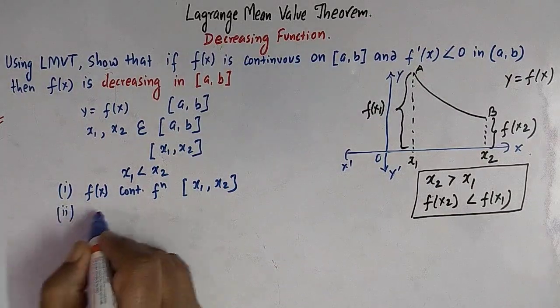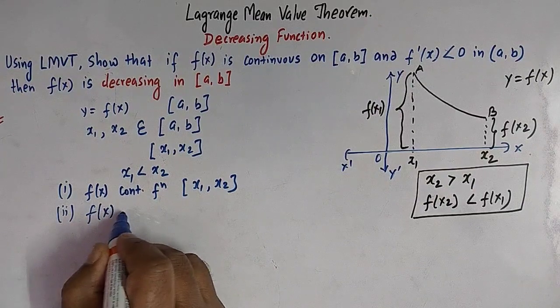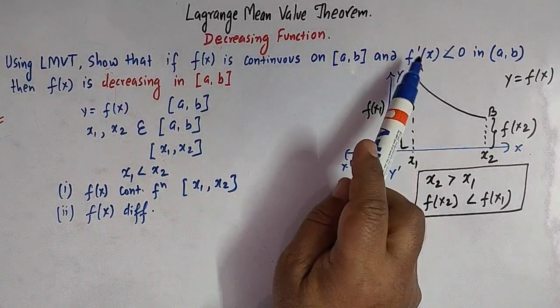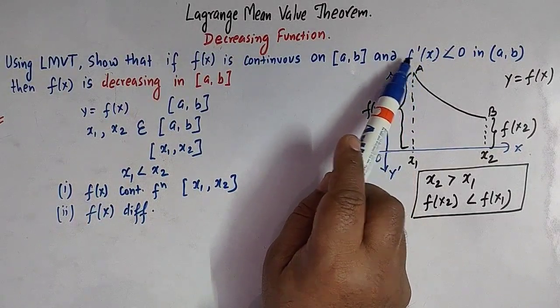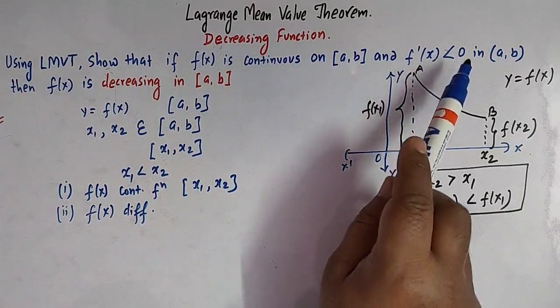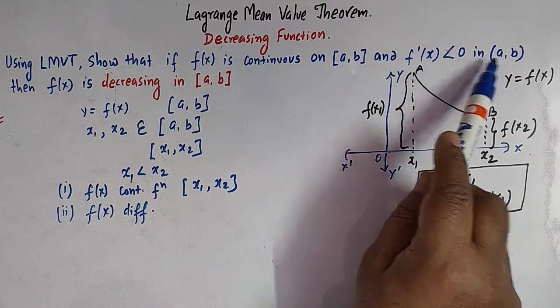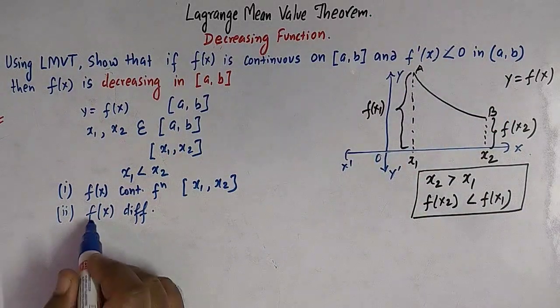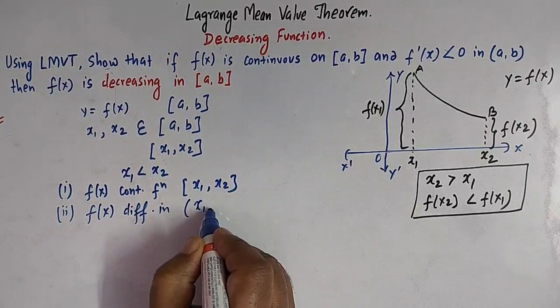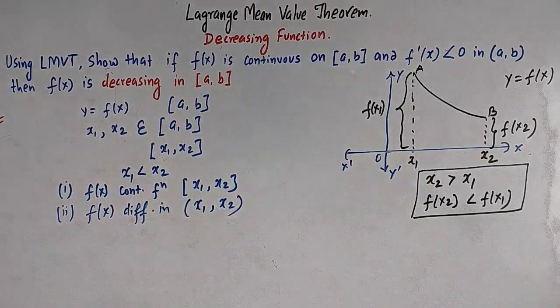And the second condition is that f of x is differentiable, right? So here we are given that the derivative of f of x exists and it is less than 0 in a comma b, right? So f of x is differentiable in the open interval x1 comma x2, right? So here the conditions of Lagrange's mean value theorem are satisfied.